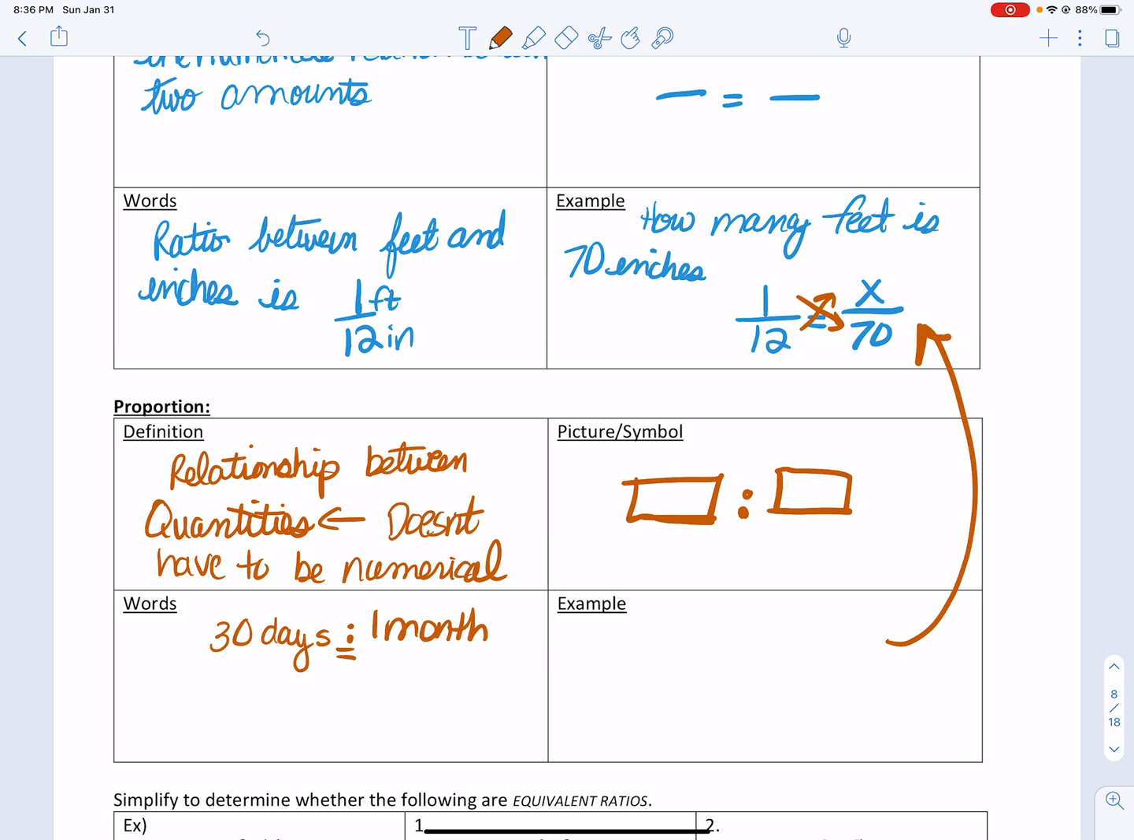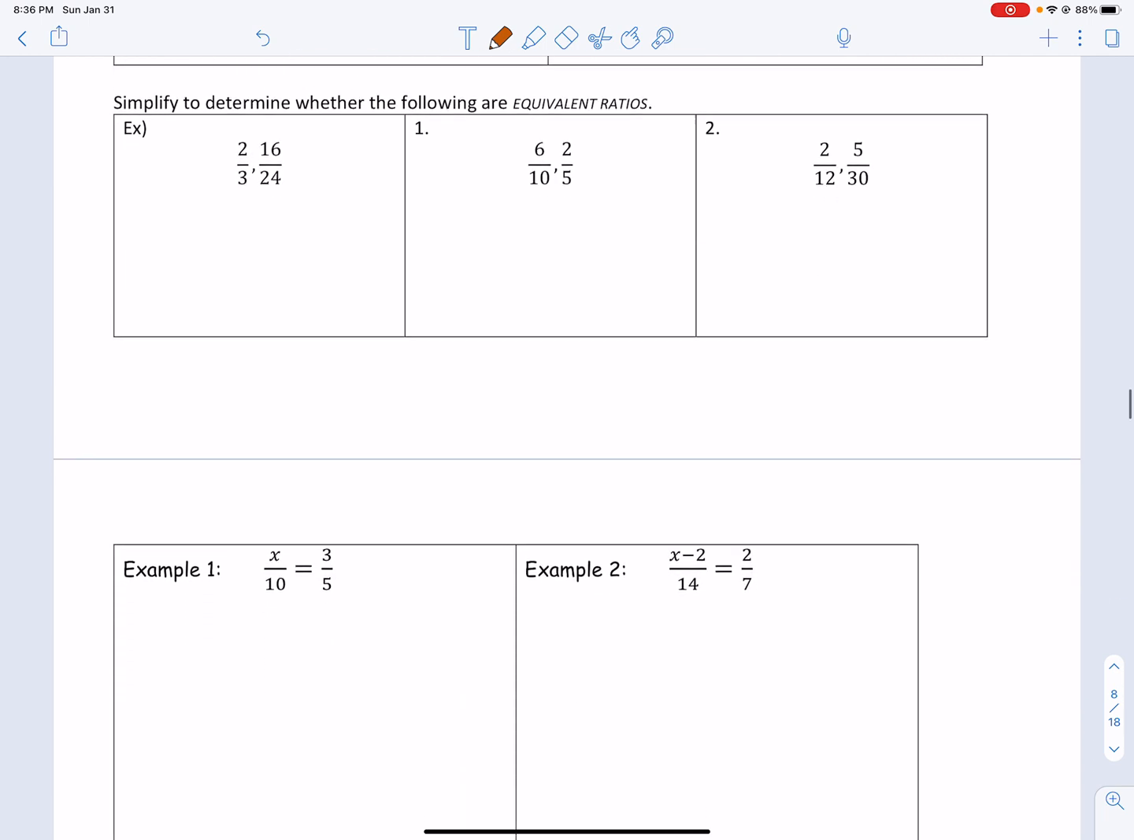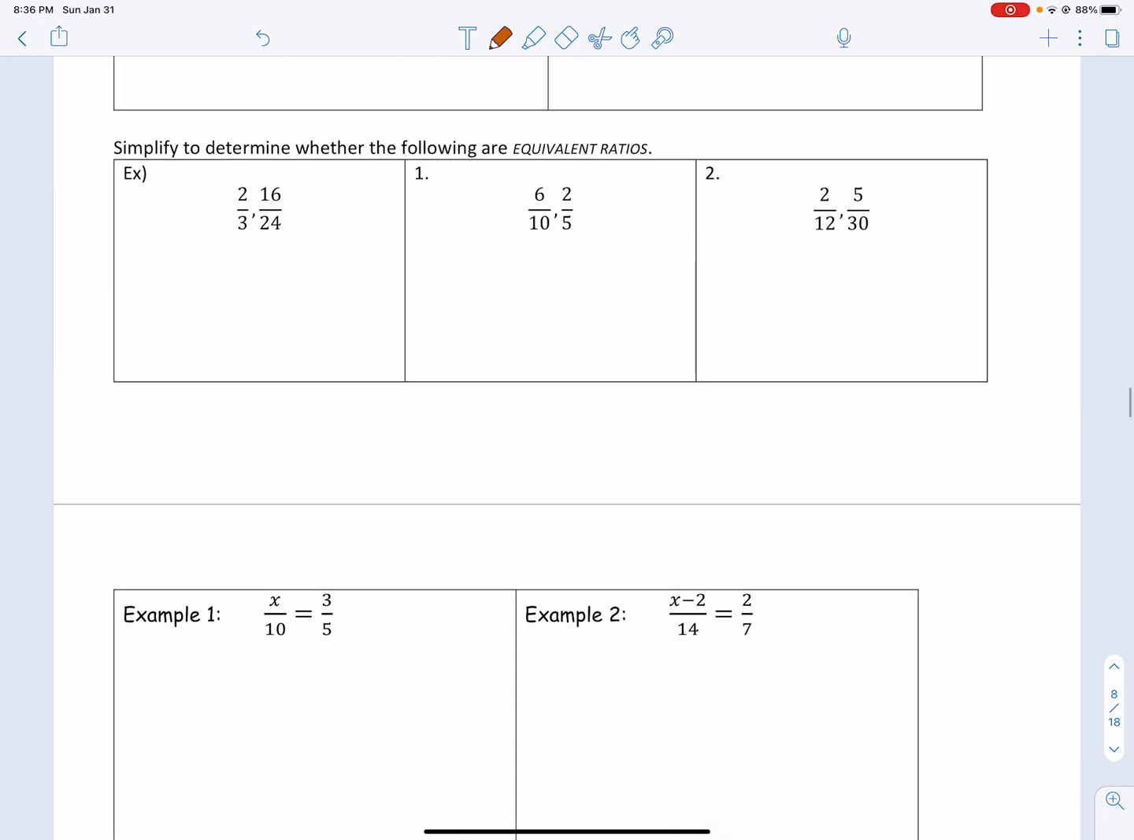But the thing about ratios and proportions is they are just comparing each other. So if I look at this, we're going to simplify to see if they are equivalent ratios. Okay, so the fractions are equivalent. If I look at this, 8 goes into 16 2 times, and 8 goes into this 3 times. So yes, my answer is yes, they are equivalent.